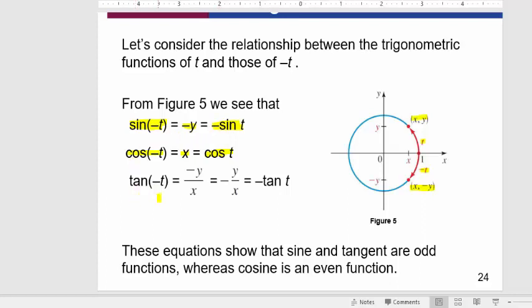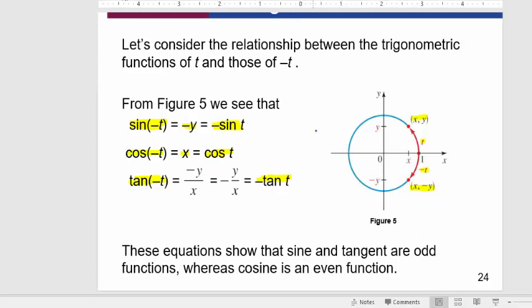And then the tangent of negative t, since tangent is the y value divided by the x value, the tangent of negative t would be negative y over x, which is going to be the opposite of y divided by x, which is going to be the opposite of the tangent of t. So the tangent of negative t is going to be equal to the negative tangent of t.